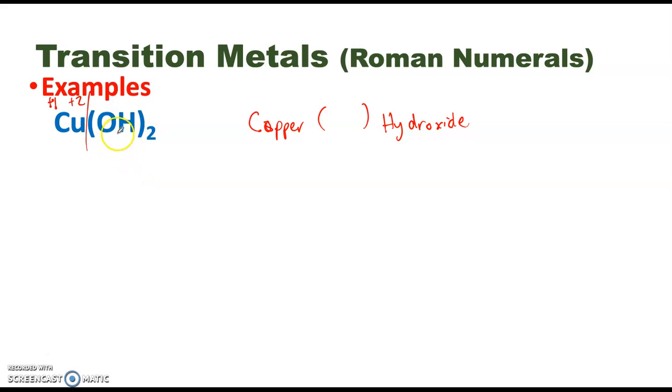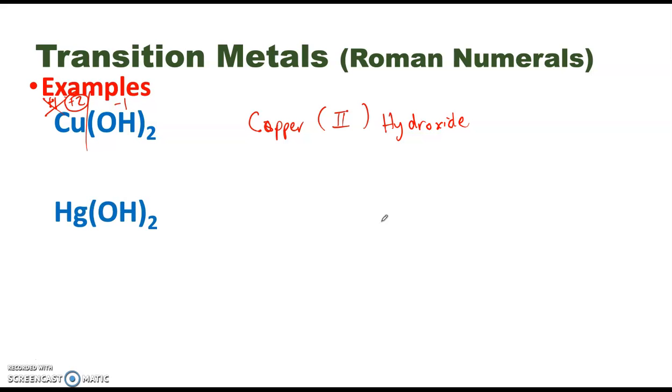So the next thing I do is I say, okay, I've got OH, which is a -1 charge, and I've got two of them. So I've got two -1s, so it must be balanced out with a +2 charge. So in this case, I'm working with the copper with a +2 charge, so I put copper 2 hydroxide.